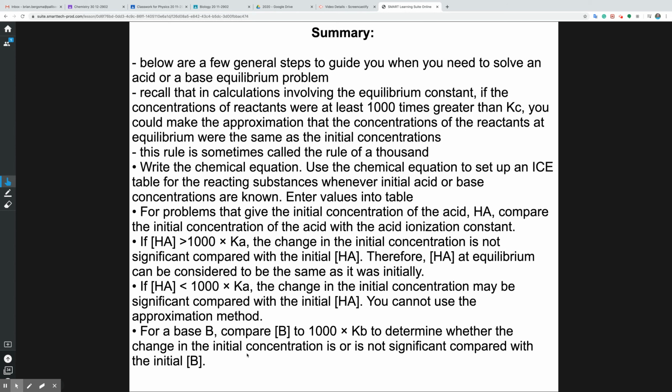If we know the Kb, we take the initial concentration of the base divided by Kb. If that's larger than 1,000, then our initial concentration will be the same at equilibrium.